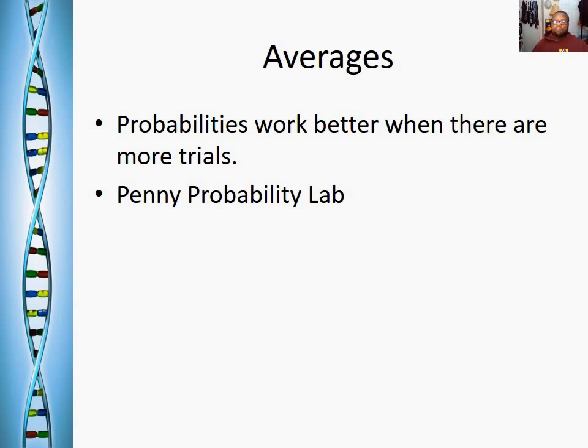So probabilities work better when we actually have more trials. Generally, a rule of thumb in science is to do something at least 3 times, because if 2 out of 3 times you have the same outcomes, then maybe it's worth further investigation, or not. All right. So we will have a penny lab, good old penny lab, and see how many times you can create the same outcomes.